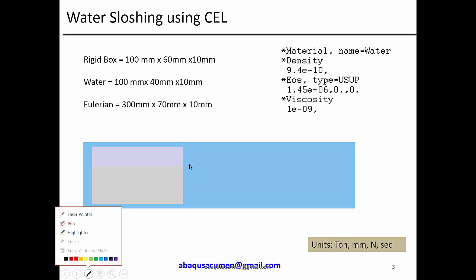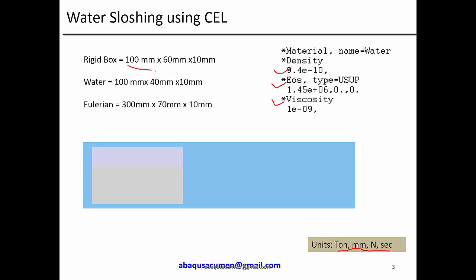Now we are just going to use typical water properties: density, equation of state, viscosity. The units we are going to use are ton, millimeter, Newton, second. For the partially filled tank, the rigid box is 100 mm by 10. The depth we have taken as 10 mm, just because we want to solve the problem quickly. We don't want to run it for more time.